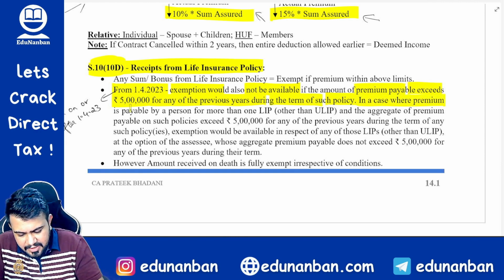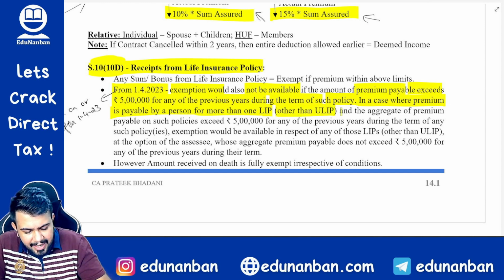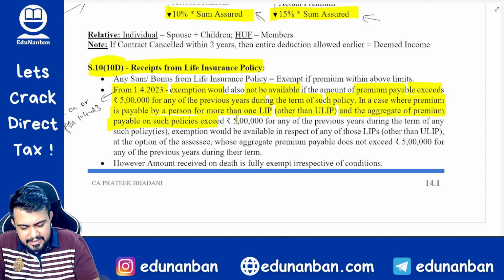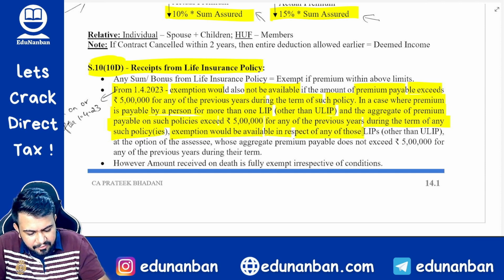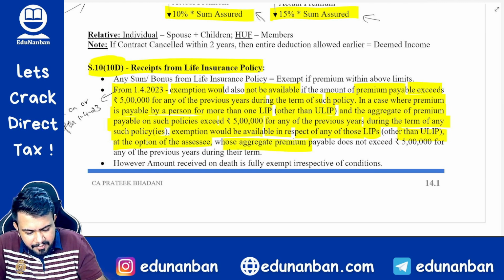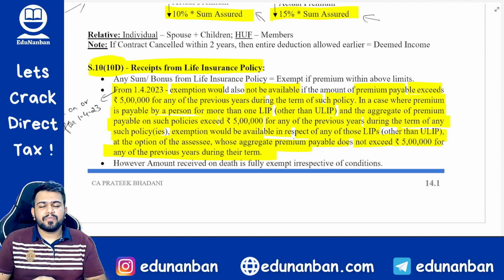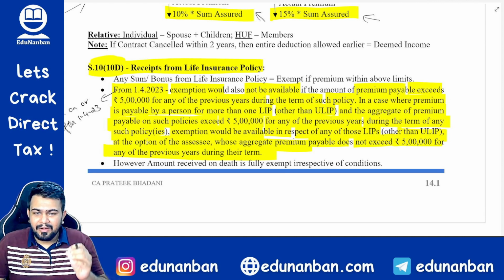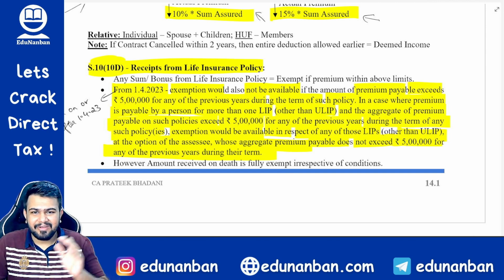In a case where premium is payable by a person for more than one life insurance policy other than ULIP and the aggregate of premium payable on such policies exceeds 5 lakh rupees for any of the previous years during the term of any such policies, exemption would be available only in respect of those life insurance policies other than ULIP, at the option of the assessee, whose aggregate premium payable does not exceed 5 lakh rupees for any of the previous years during their term. So now a limit has been brought by the Income Tax Act in the case of a normal life insurance policy also. And what is the limit? The limit of premium is 5 lakh rupees.